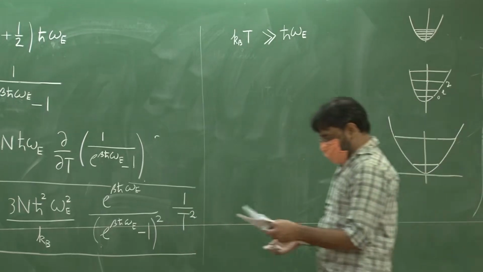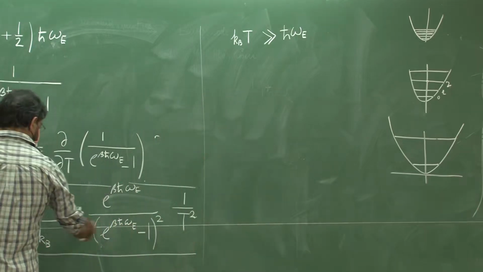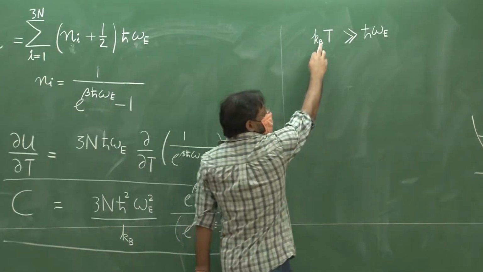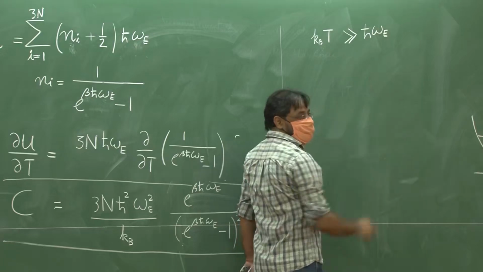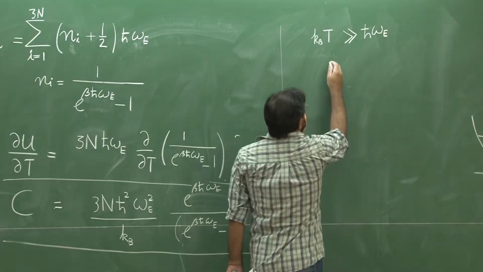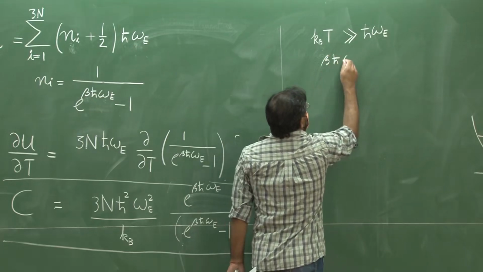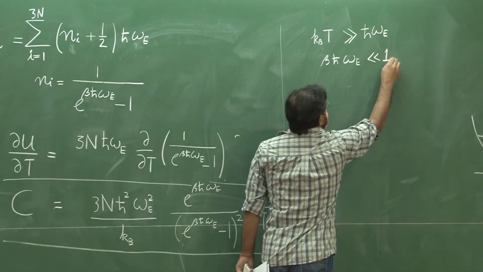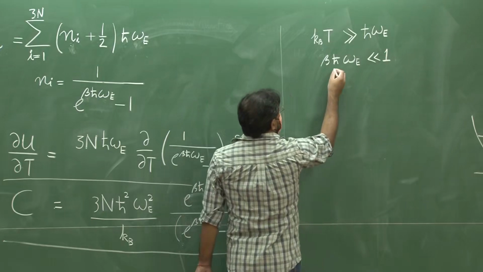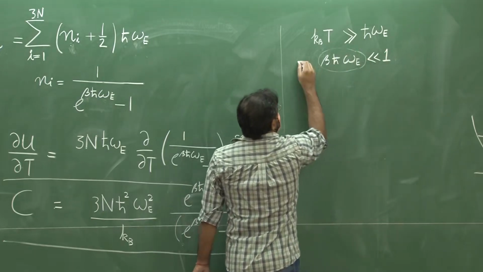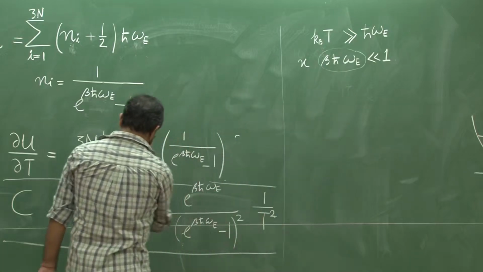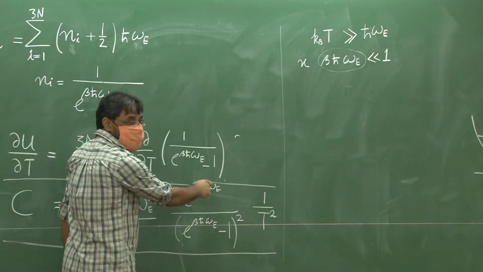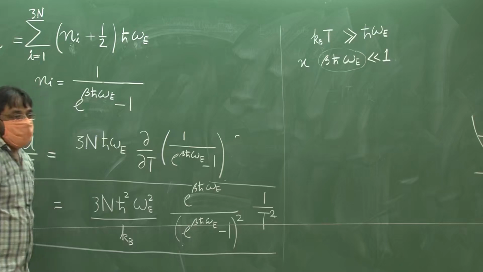Now what should happen to this expression? Who will tell me? So I can write this as 1 by beta. So this will be 1 much greater than beta h bar omega E, or you can say beta h bar omega E is much smaller than 1, right? Now with this expression, let's call this x. So when x is much smaller than 1, then what should happen to this expression, which is some constant times e to the power x divided by e to the power x minus 1 whole square?